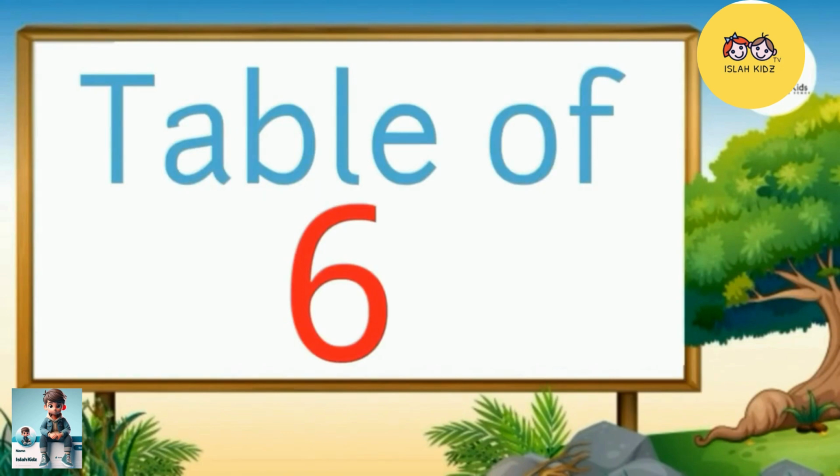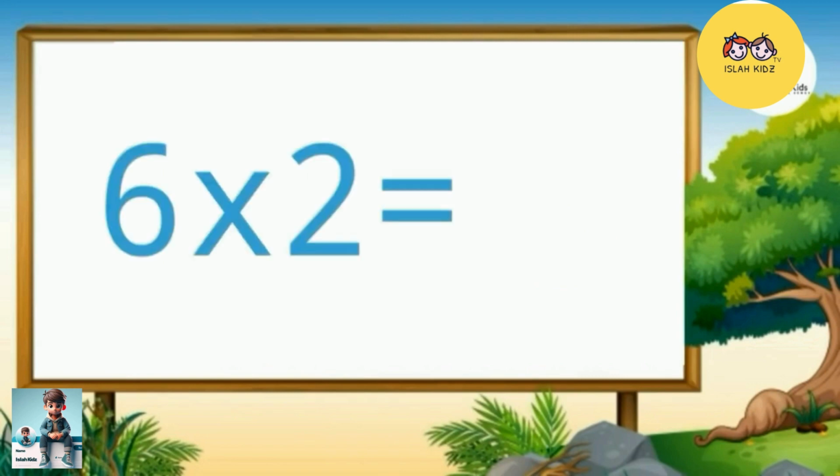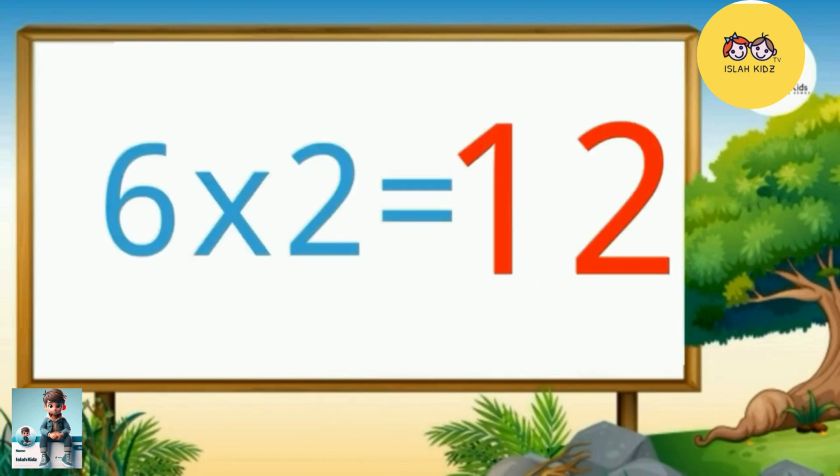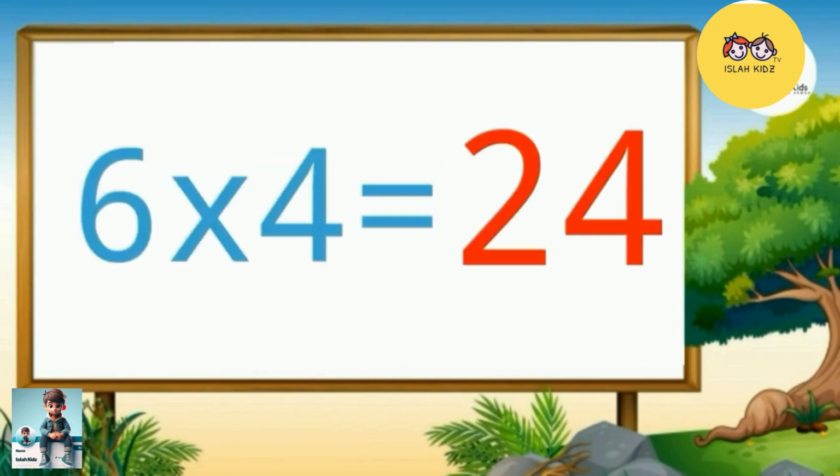Table of 6. 6 ones are 6. 6 twos are 12. 6 threes are 18. 6 fours are 24.